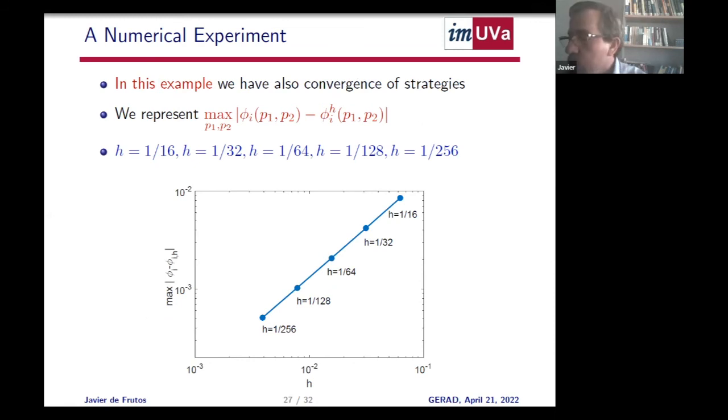When we have some more hypotheses, as is the case here, we also have convergence of strategies of order one. Here I have represented, for the same domain, the maximum difference between the continuous piecewise linear Nash equilibrium in the continuous case and the piecewise linear Nash equilibrium in the discrete time model problem, and we can see that this difference also converges to zero. We have convergence of the piecewise linear strategy to the piecewise linear strategy in the continuous case.